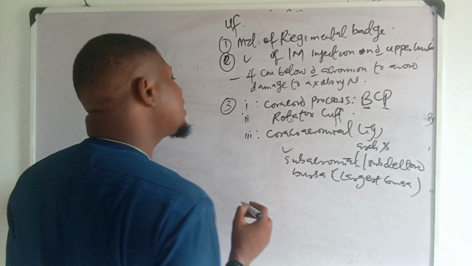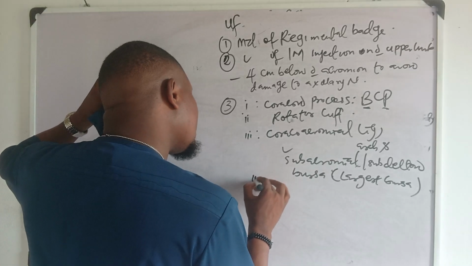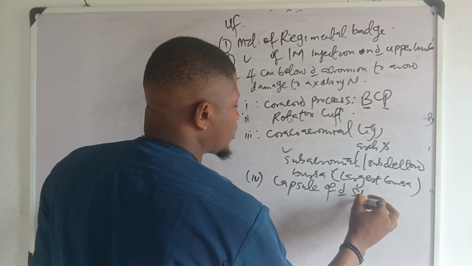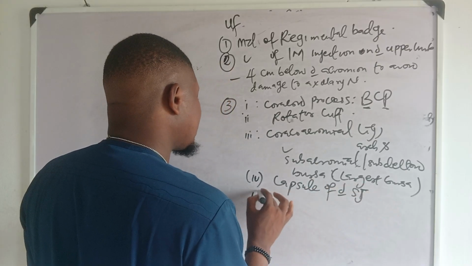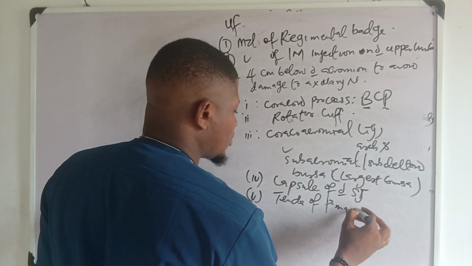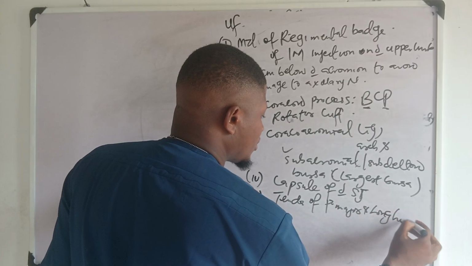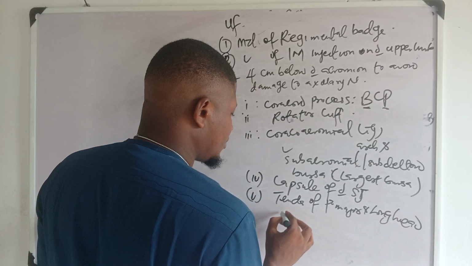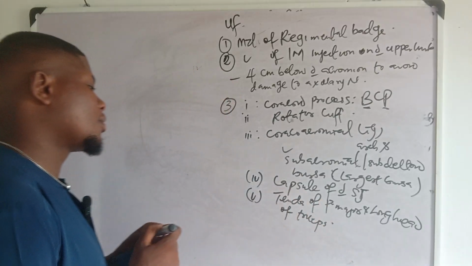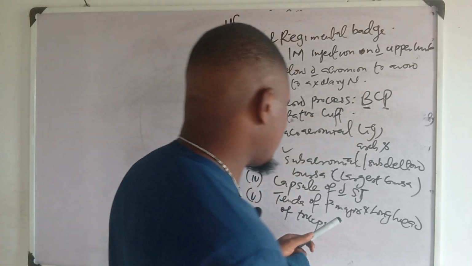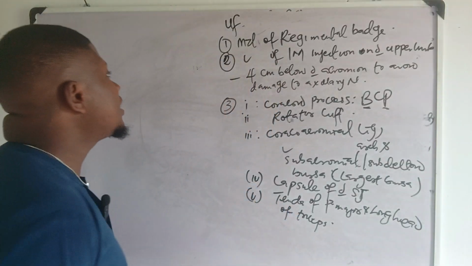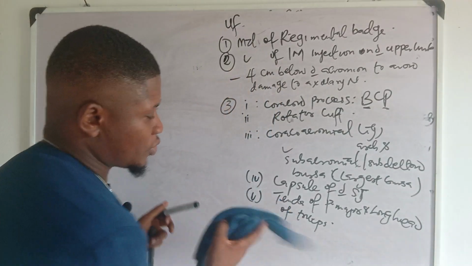Okay, then last but not least, it covers the capsule of the shoulder joint. Then lastly, it covers the tendons of pectoralis major and the long head of triceps. Okay, so these are all about the muscles of the shoulder.